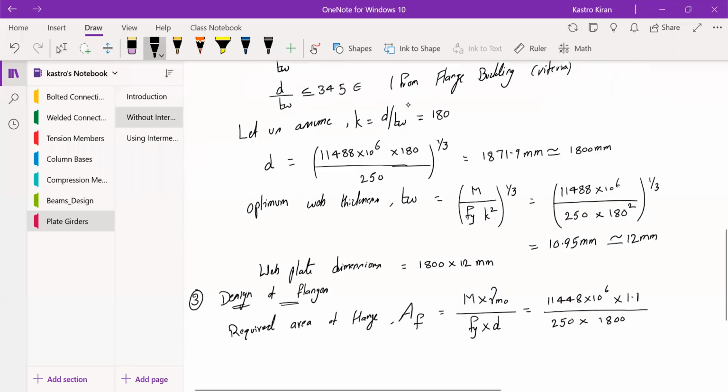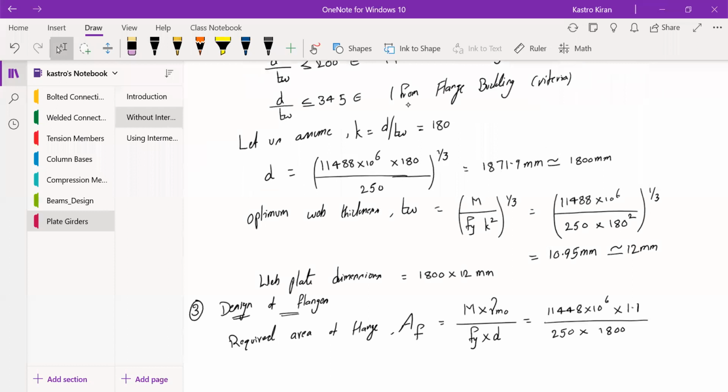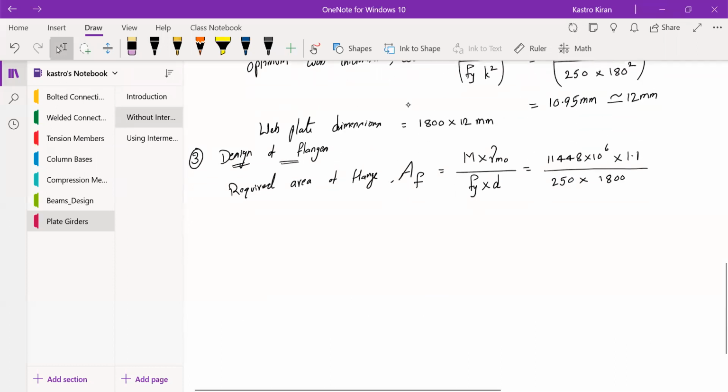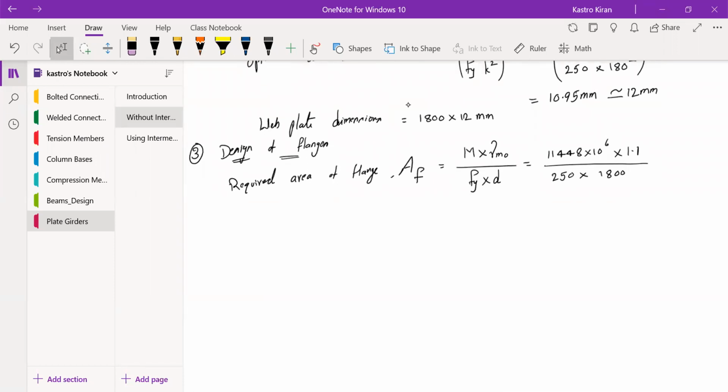So don't take the depth value of 1871.9. That is not the depth which we are providing. We have provided the depth of the web as 1800. So if you solve for this, the area of the flange is obtained as 27984 mm square. So this is the area of the flange.